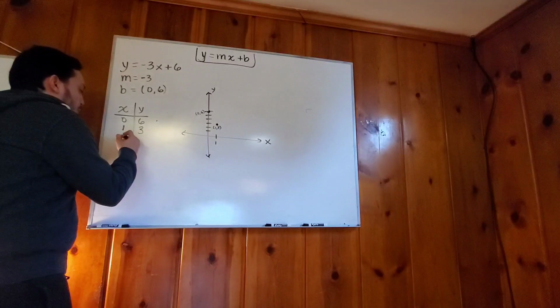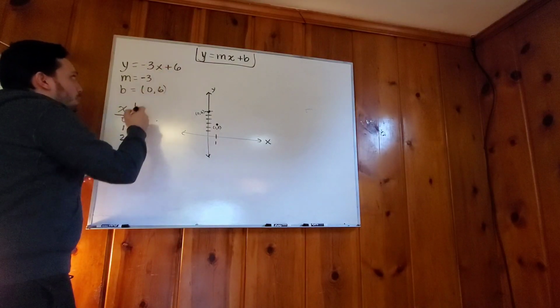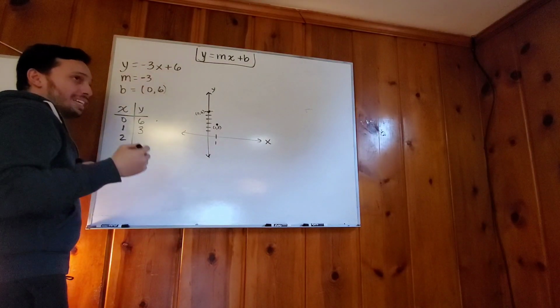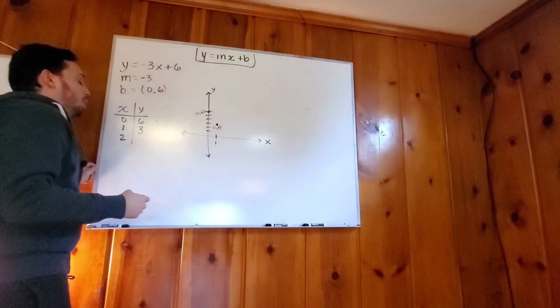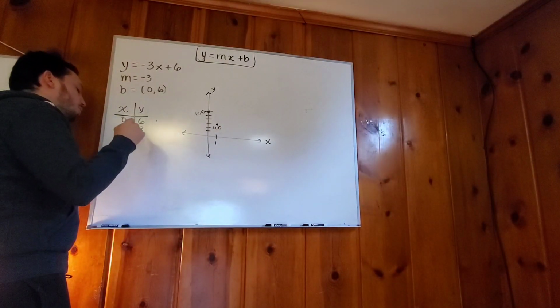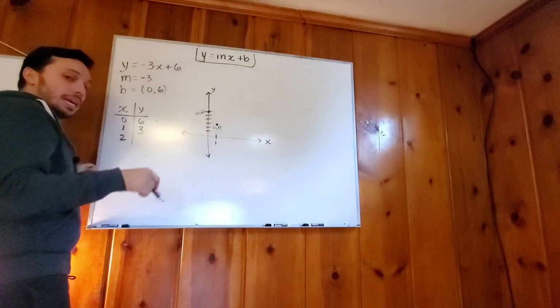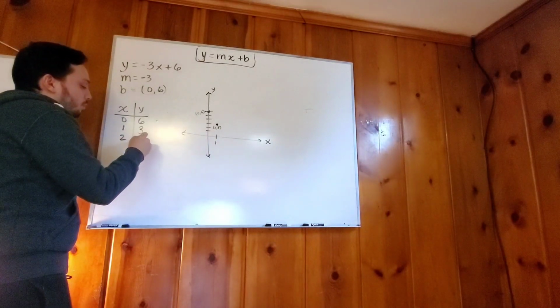If I want a third point, I could do it. 2, so I put a 2 right here. What is negative 3 times 2? Is 6. Is negative 6, sorry. Negative 6, okay? So negative 3 times 2 is negative 6, and negative 6 plus 6 is 0. Look at that.